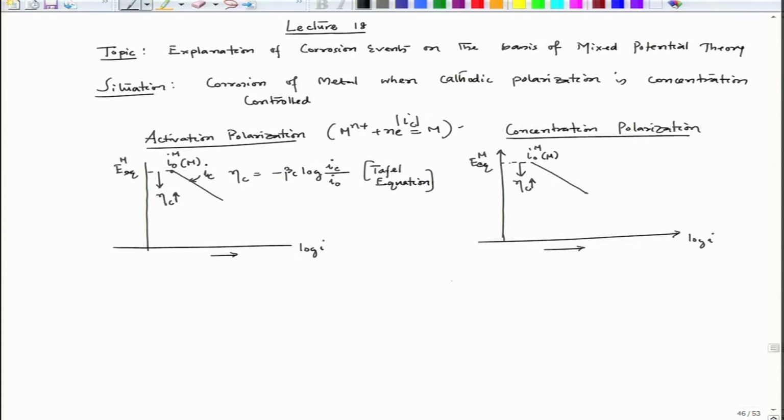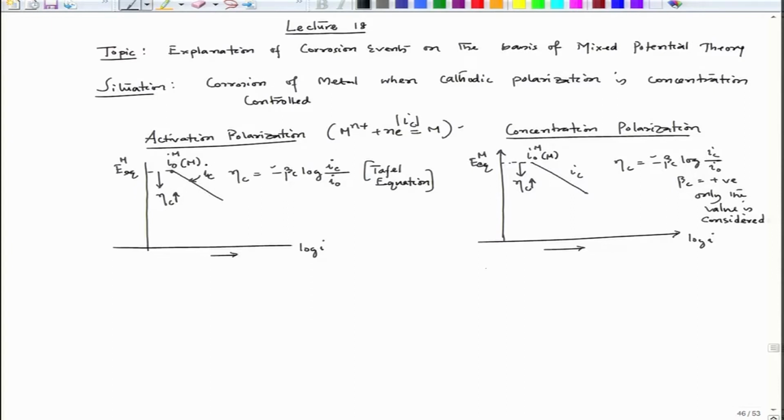Now, as we go from a low current density to a higher current density, I am talking about I C, my governing equation initially will of course be eta C equal to minus beta C log of I C by I 0. Since I am putting a minus sign, beta C is taken as a mod value. That means only the slope value I am considering, not taking the negative sign. If I put a negative sign here, that suggests that beta C is positive. So, only the value is considered.